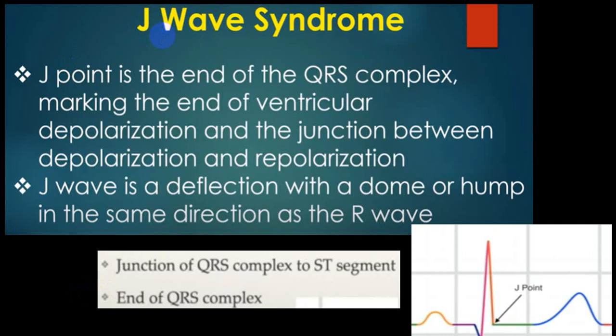So J wave and J point are different. J point is the end of the QRS complex and beginning of the ST segment. That is the end of ventricular depolarization and the start of repolarization. While any deflection at that J point is called a J wave. This J wave becomes useful because if you identify a J wave, the type of J wave will be useful. So this is the beginning of the ST segment, that is called the J point.